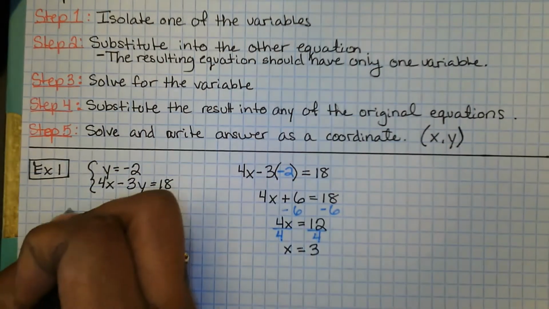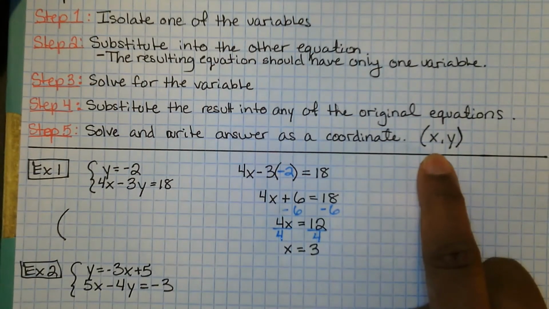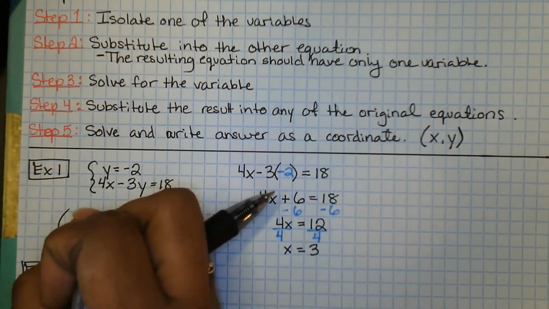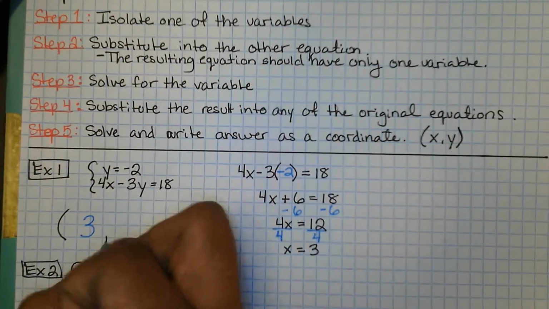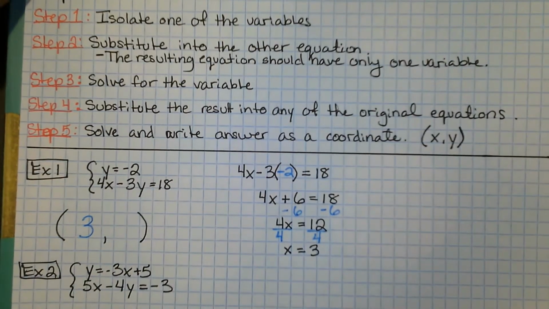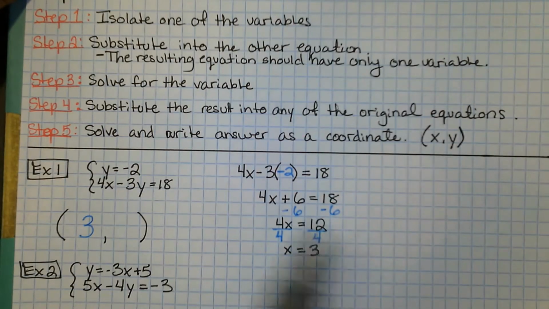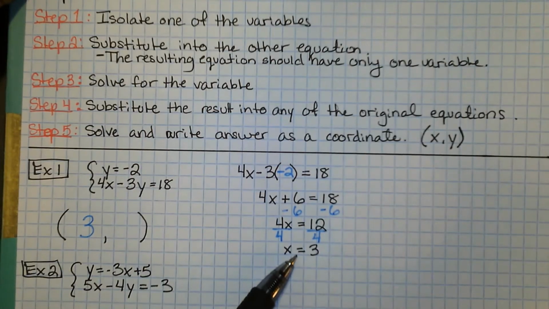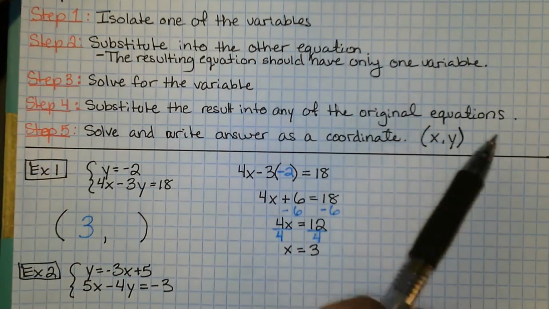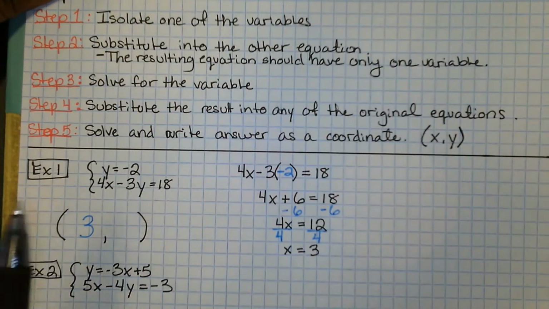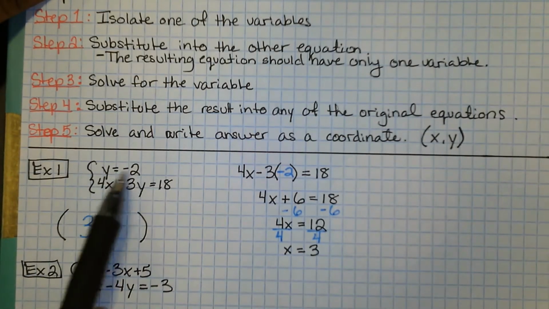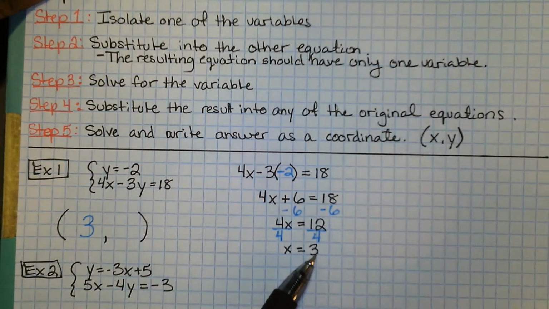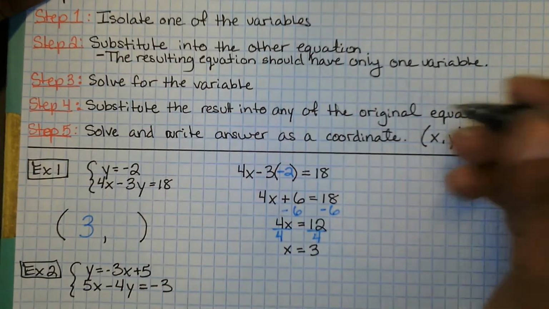Now, that's only half of our answer because we're supposed to represent our answer as a coordinate, x comma y. So we know the x value is 3. Now we just need to find our y value and we will be finished. So then that takes us to step 4. Substitute the result, our result was x equals 3, into any of the original equations. You could pick either one. For this example, the first equation does not have an x, so we're not able to plug into the first equation. So we will plug 3 into the second equation.